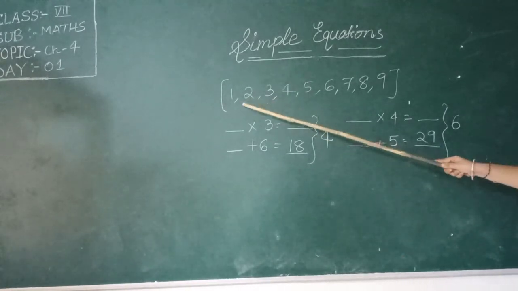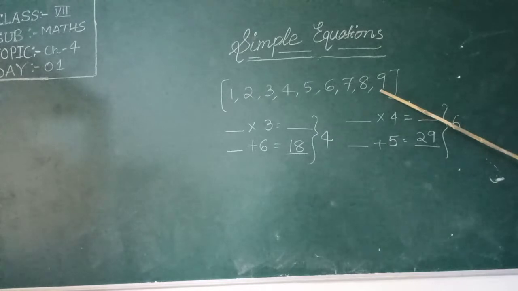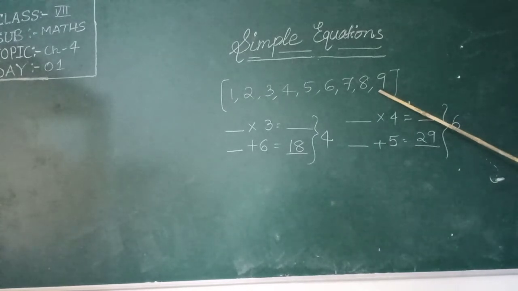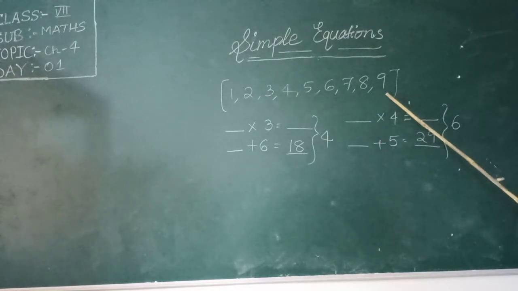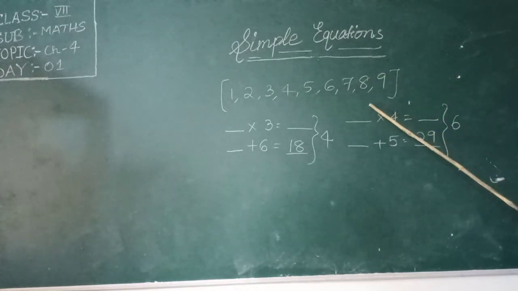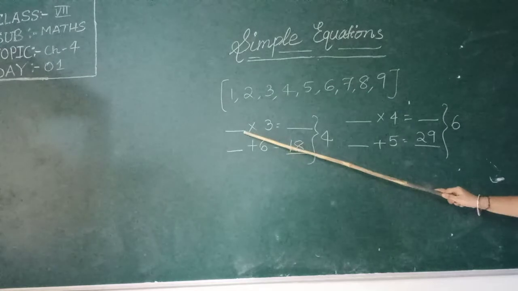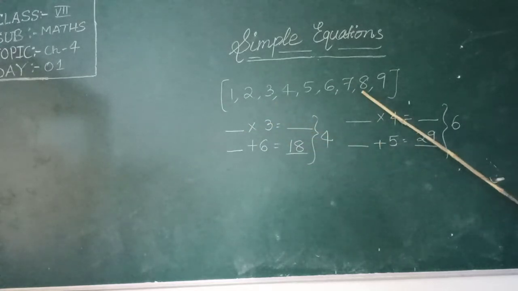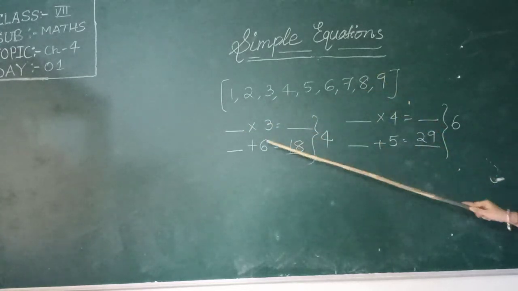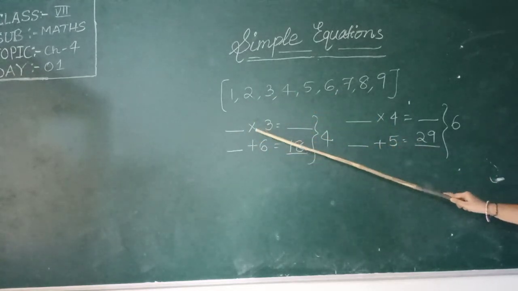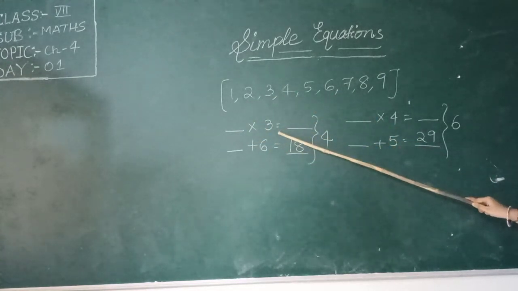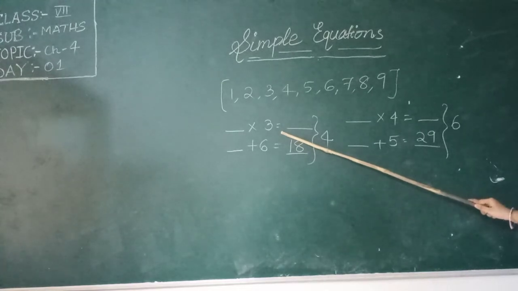Suppose the numbers 1 to 9. Choose any number you want between 1 to 9. After choosing the number, what will you do? Whatever number you have chosen, multiply that number with 3.